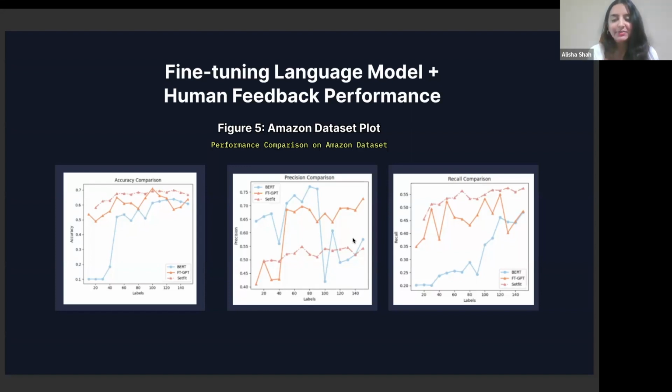As you can clearly see from the plots, the models that integrate human feedback, such as FTGPT and SetFit, generally outperform BERT across these metrics. This demonstrates the importance of combining advanced language models with human insights to enhance the overall performance. The results clearly show us that fine-tuning with human feedback leads to more accurate, more reliable predictions, which is very important for applications such as sentiment analysis and text classification. So this is the most important aspect of it.